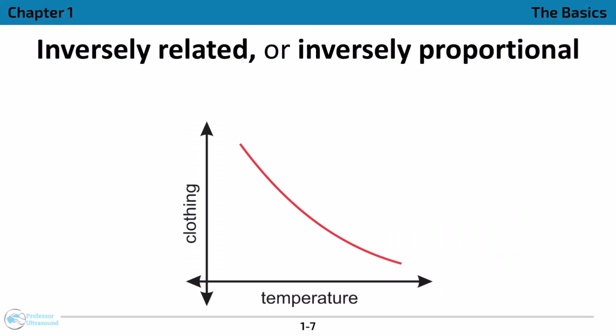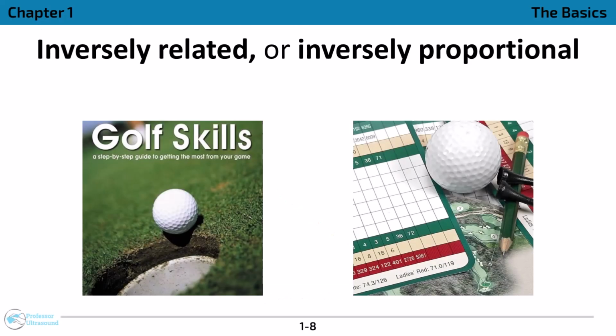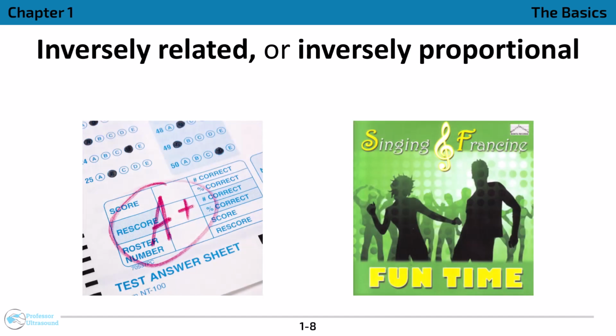But not every relationship works that way. Sometimes it's more like a seesaw. As one side goes up, the other comes down. That's called an inverse relationship. Its graph is essentially the mirror image of a direct relationship. For example, golf score is inversely related to skill, and grades in school are inversely proportional to partying time.